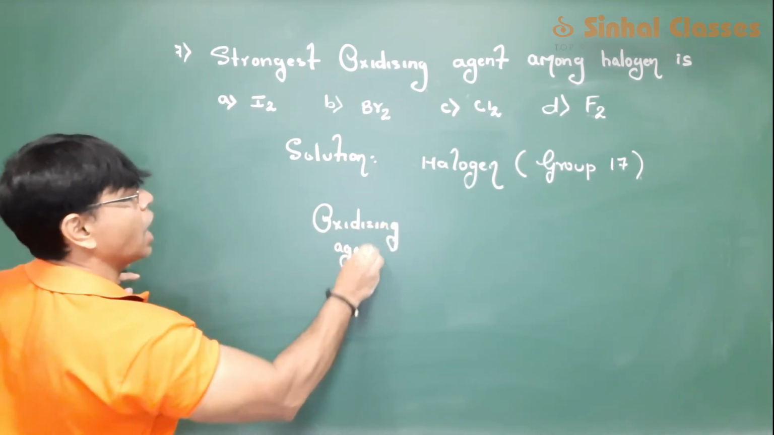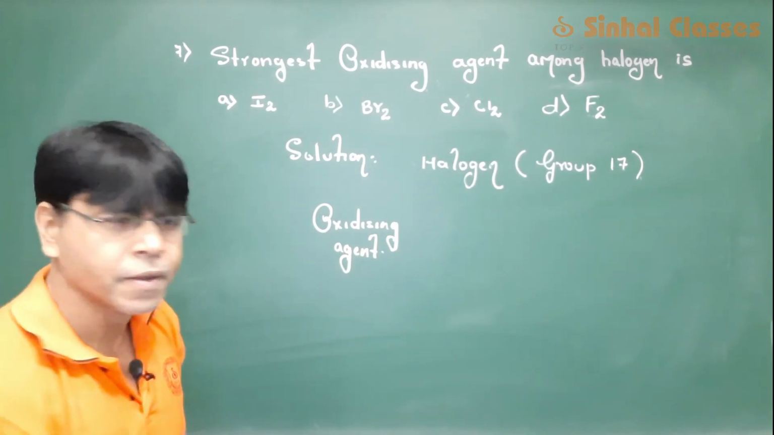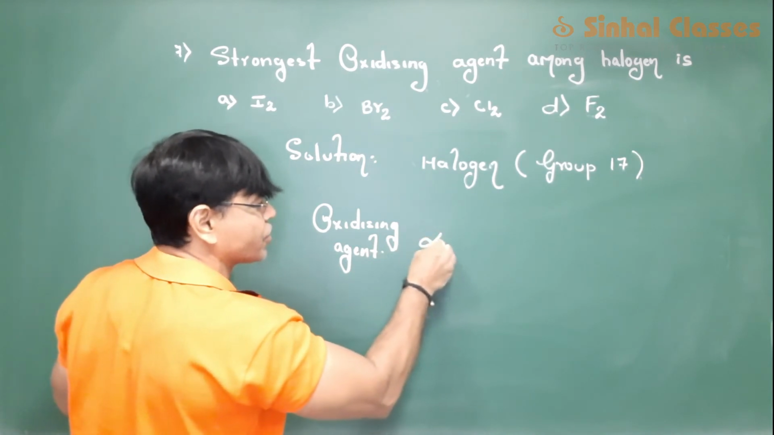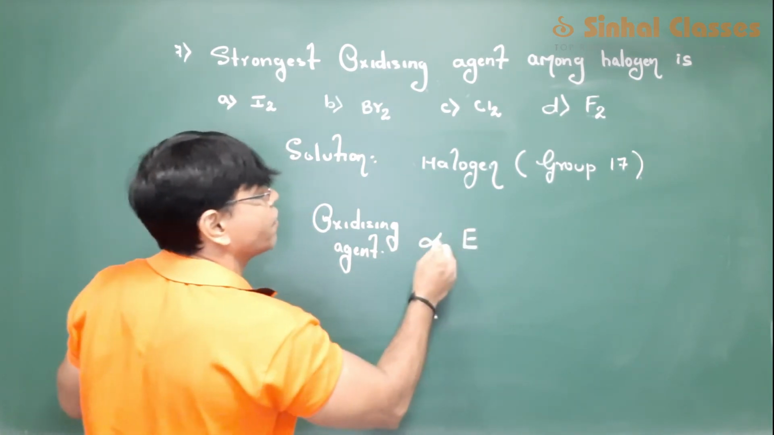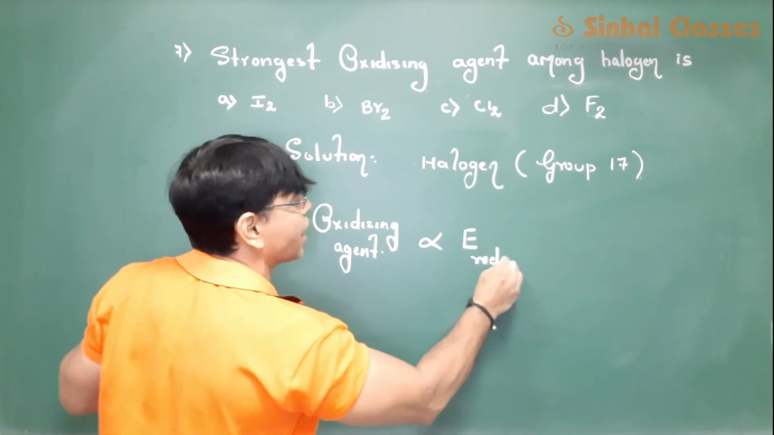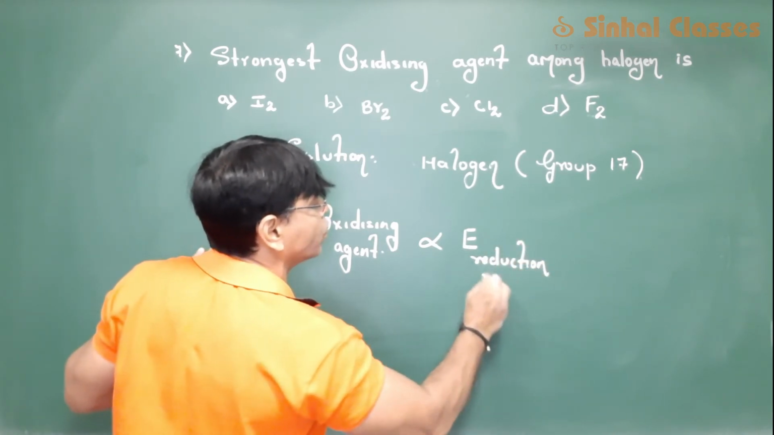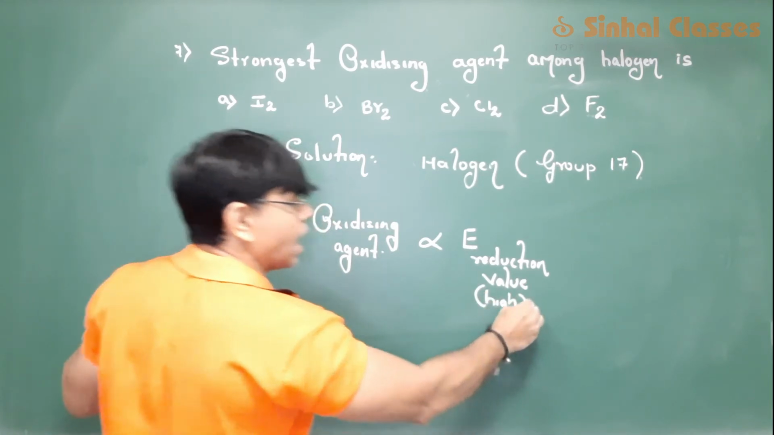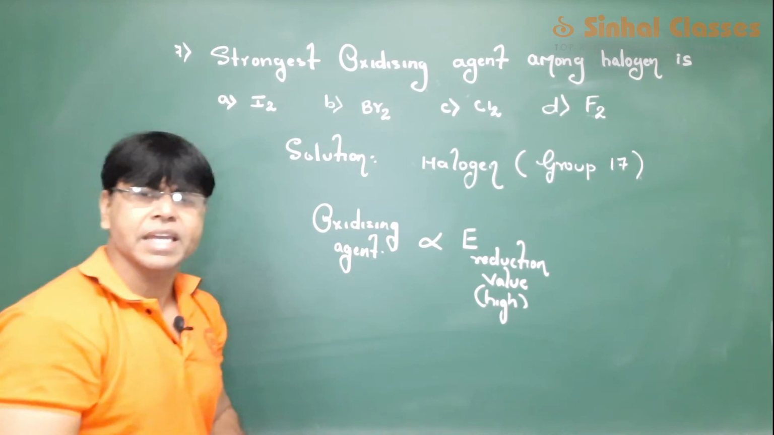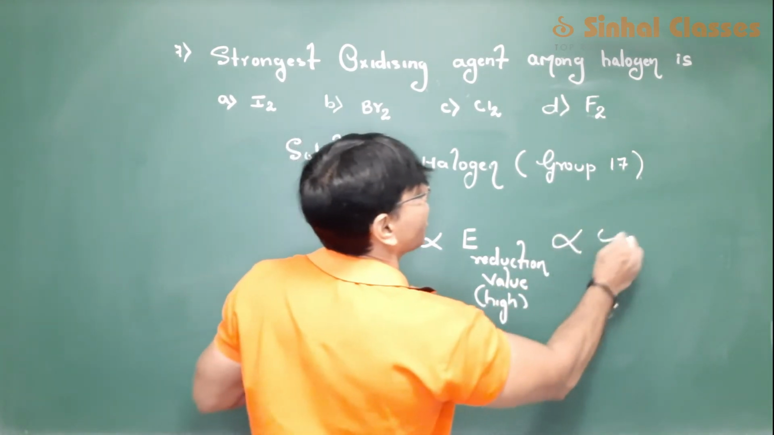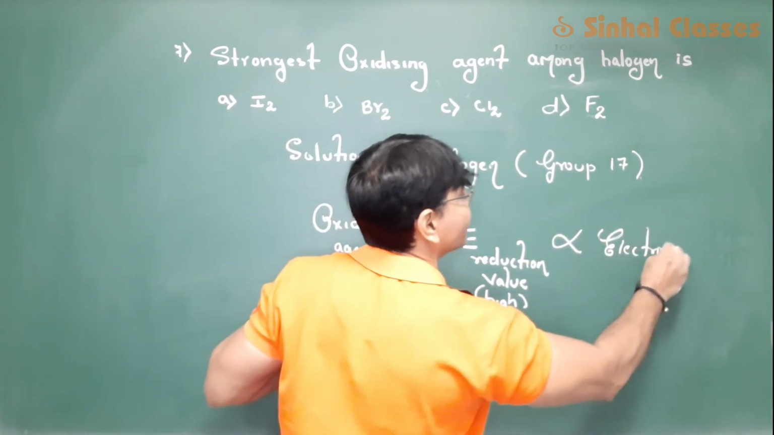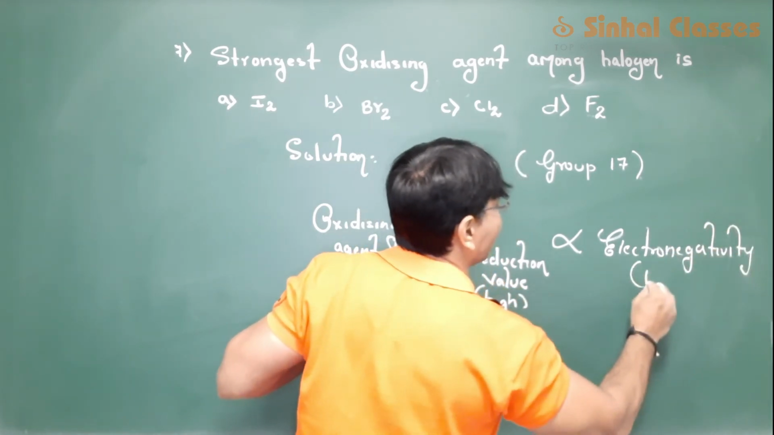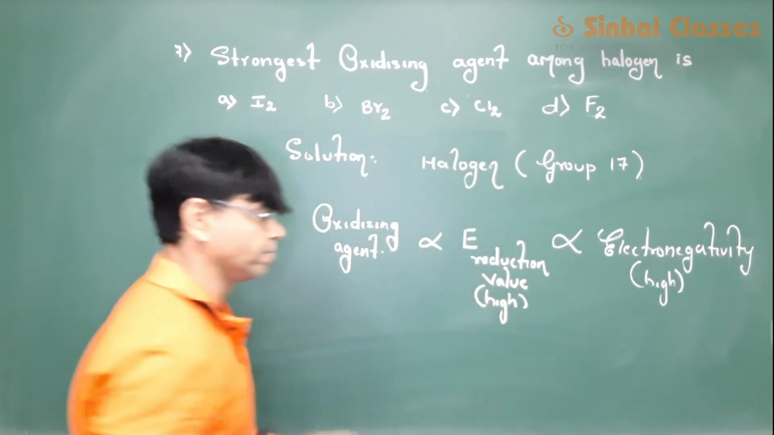the one which is a very strong oxidizing agent has a very high reduction value. So oxidizing agent is directly proportional to those which has a very high reduction value. At the same time, oxidizing agents are those which has a very high electronegativity. Electronegativity should be higher or more.